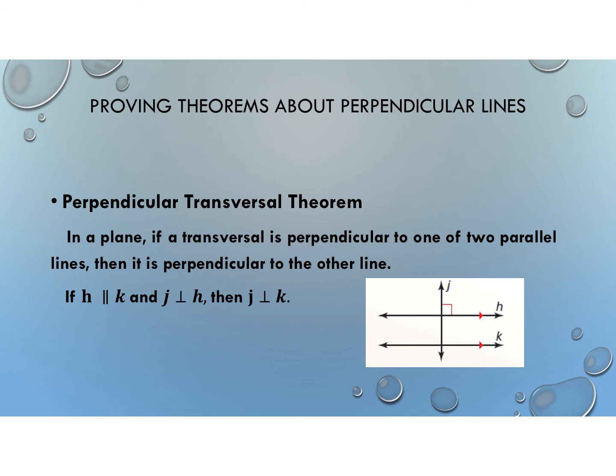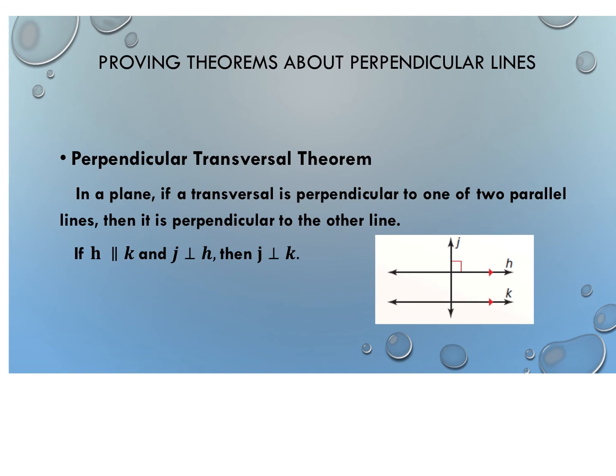The next theorem is called the perpendicular transversal theorem. This one states that in a plane, if a transversal is perpendicular to one of two parallel lines, then it is perpendicular to the other line. Notice in the picture, the little red arrows indicate that H and K are parallel. If one of the parallel lines is perpendicular to line J, which is that transversal, then I could also say that J is perpendicular to K.